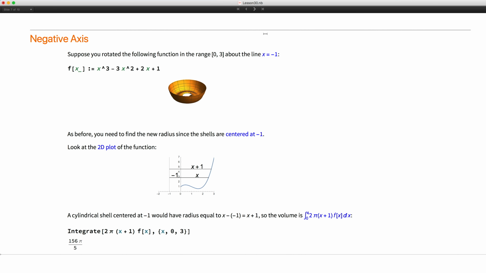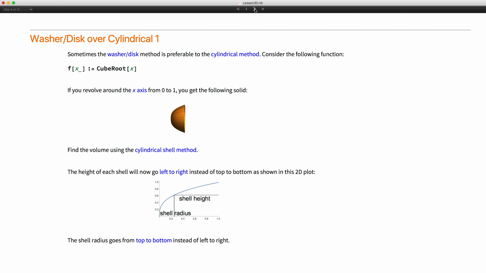So we spoke a little earlier about comparing the two methods, washer disk and cylinder. So let's take an example where the disk or washer method works a little better. Let's say you have f x equal to cube root of x. You now revolve around the x-axis from 0 to 1.